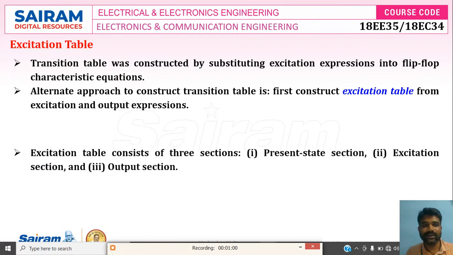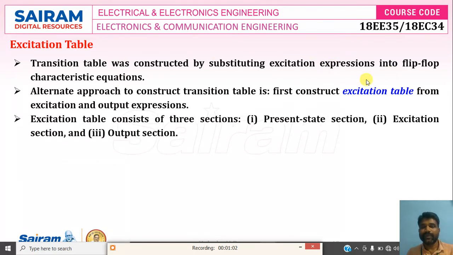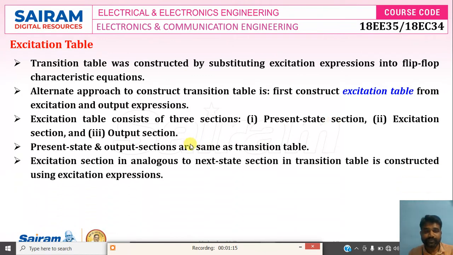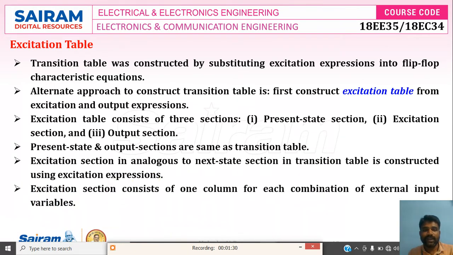Again, the excitation table consists of three sections: present state section, excitation section, and output section. The present state and output sections are the same as in the transition table, and the excitation section is analogous to the next state section in the transition table, and it is constructed using the excitation expressions. The excitation section again consists of one column for each combination of external input variables.